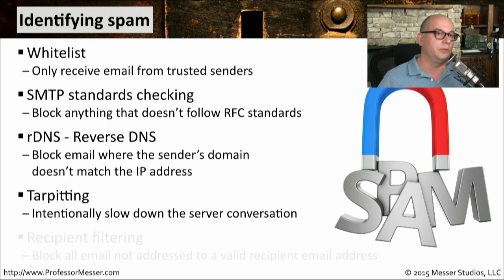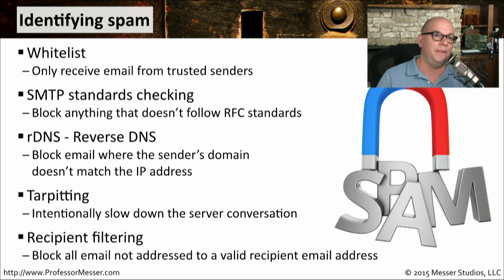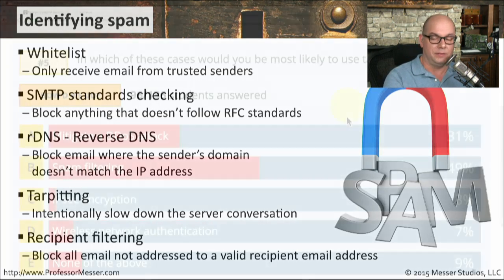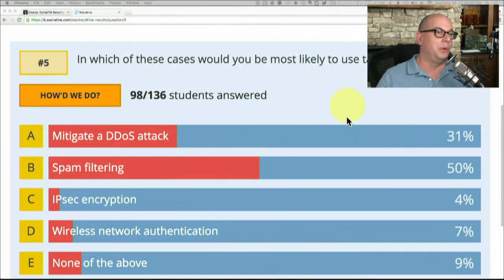There's also recipient filtering, of course. You could find very specific recipient emails that are being sent. That's one good way to also filter out the email. So the spam is really what we were looking for in this case. If you chose spam filtering, the 50% of you that chose that, I hit my number on that one. Got that one absolutely correct. It would not help with mitigating a DDoS attack.